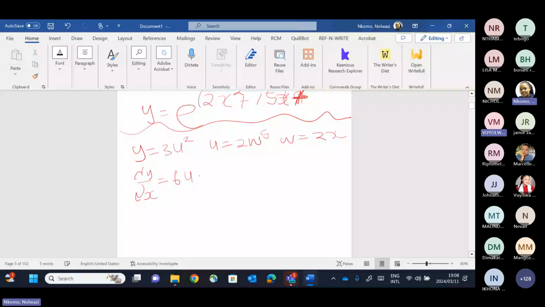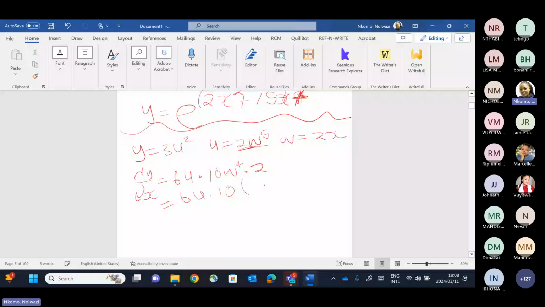For du over dw, I get 10w to the power of 4. And for dw over dx, I get 2. Then I went to simplify further to get rid of that w. On the next step I had 6, and then an open bracket 2w to the power of 5, because I substituted that w that we have on top.